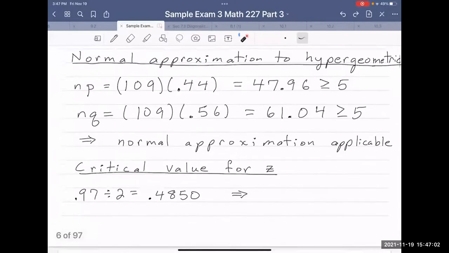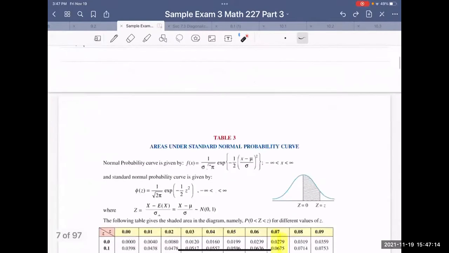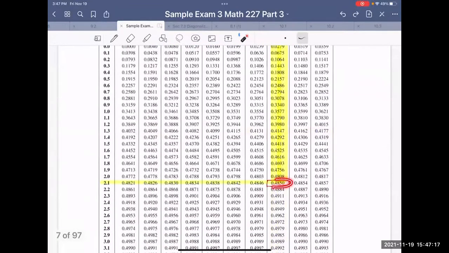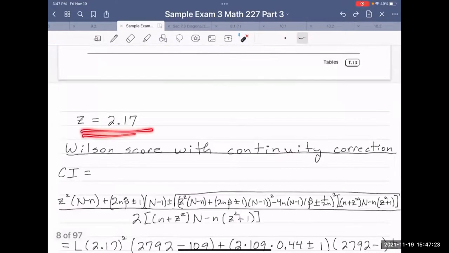So let's determine the critical value. And so let's do 0.97 divided by 2, 0.4850. So look for 0.4850. That is 2.17. So Z is 2.17. Let's calculate the Wilson score with continuity correction.